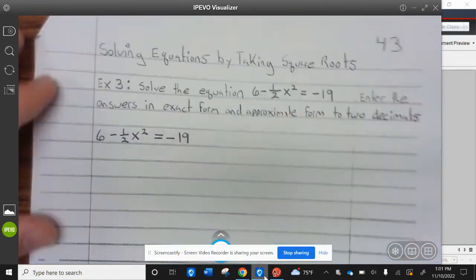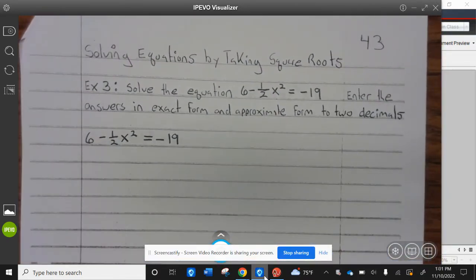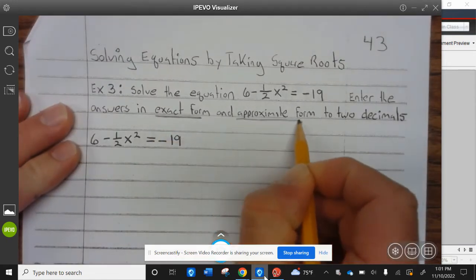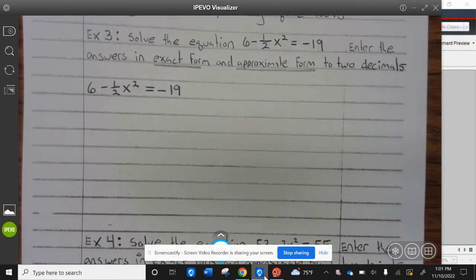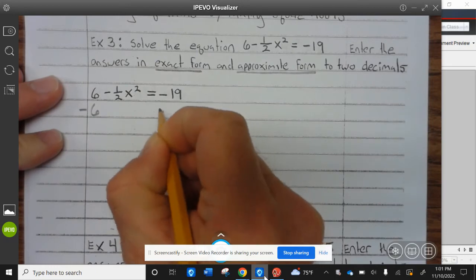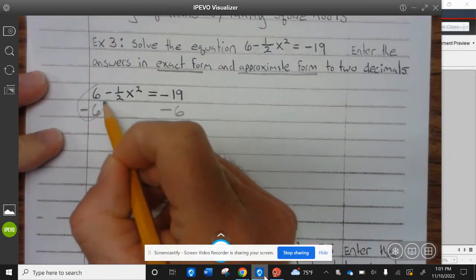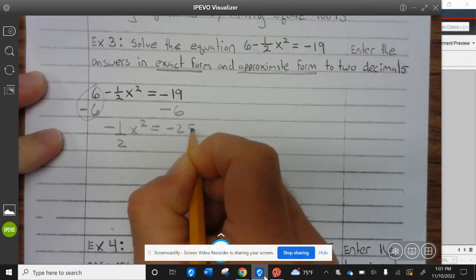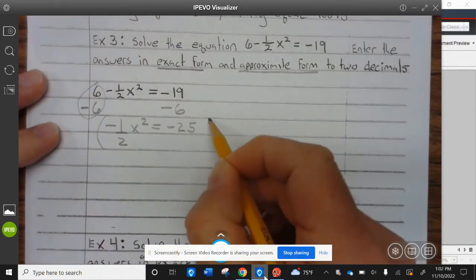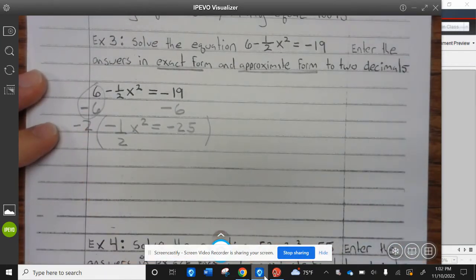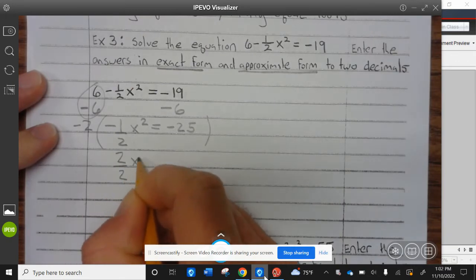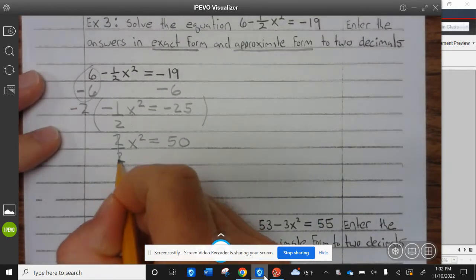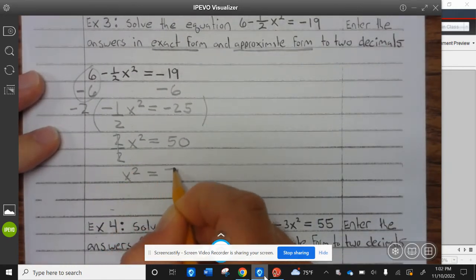All right, example 3. Solve the equation 6 minus 1 half x squared equals negative 19. Enter the answers in exact form and approximate form to 2 decimal places. Okay, the first step is we're going to subtract 6 from both sides. That becomes 0. You get negative 1 half x squared equals negative 25. We're going to multiply both sides by negative 2. That becomes 2 divided by 2 x squared equals 50. 2 divided by 2 is 1. You get x squared equal to 50.